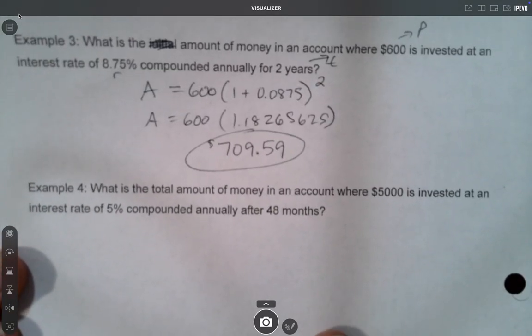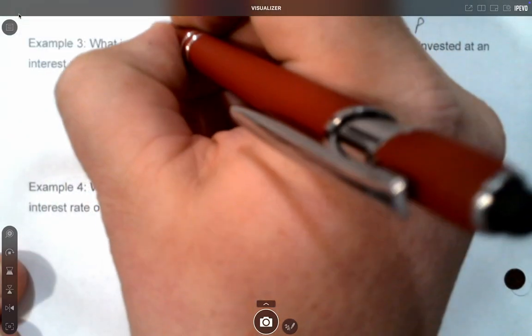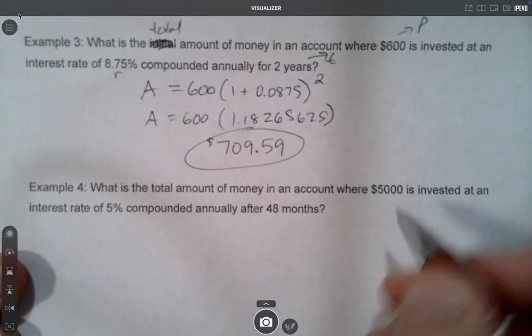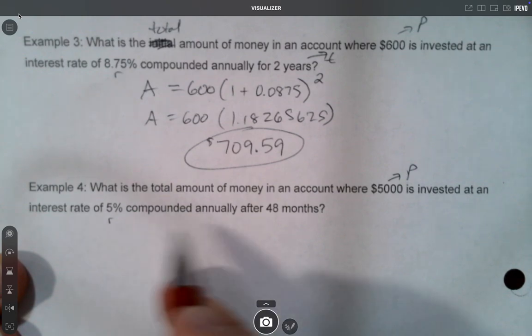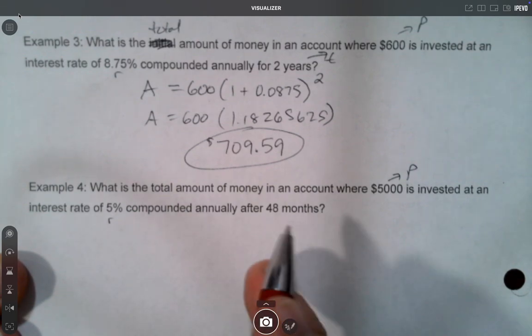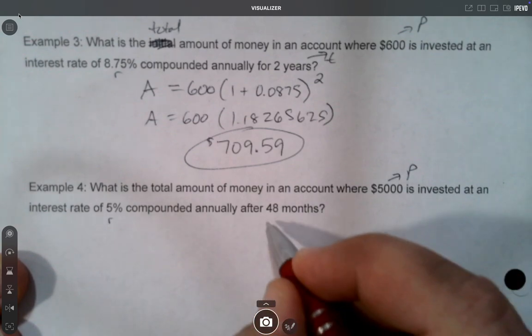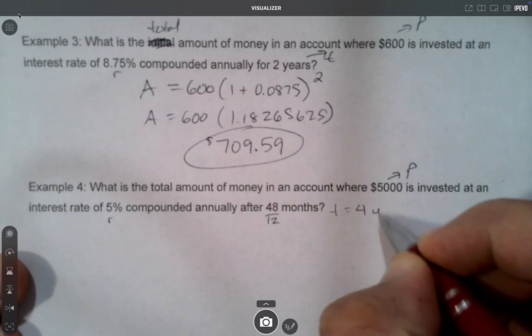Okay, last example. What is the total amount of money in an account? Yeah, maybe that's the word I wanted up here. Total. What's the total amount of money in an account where $5,000 is invested? So that's our principal. At an interest rate, that's our R. Compounded annually after 48 months. So like one on the front, they gave it to us in months, so we do have to convert that to years. So we need to divide that by 12 and see that the time is 4 years.